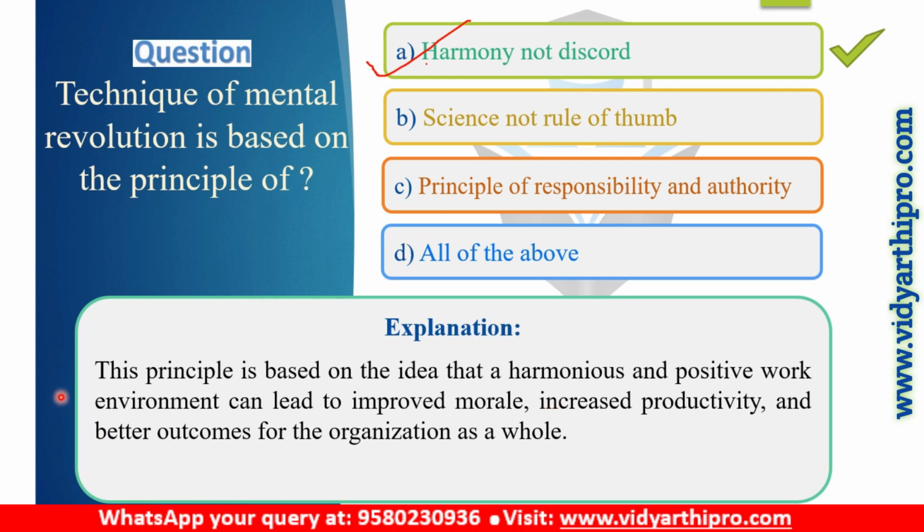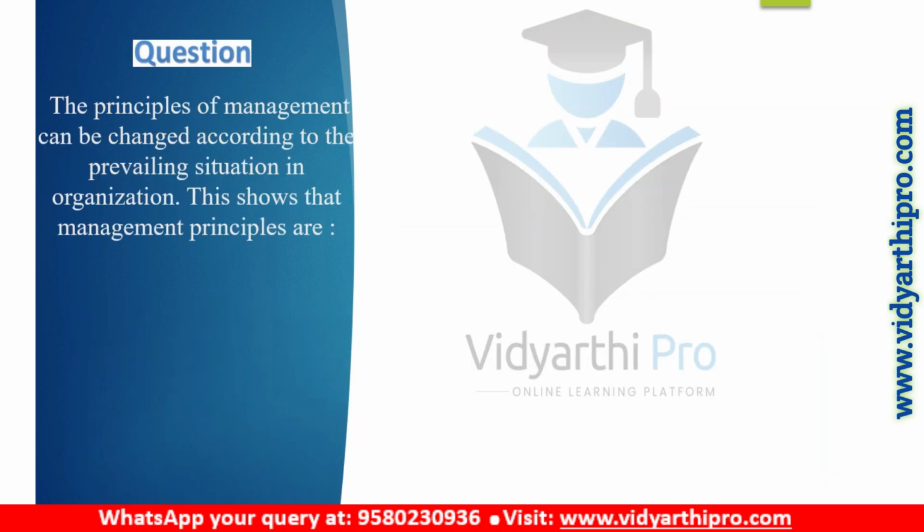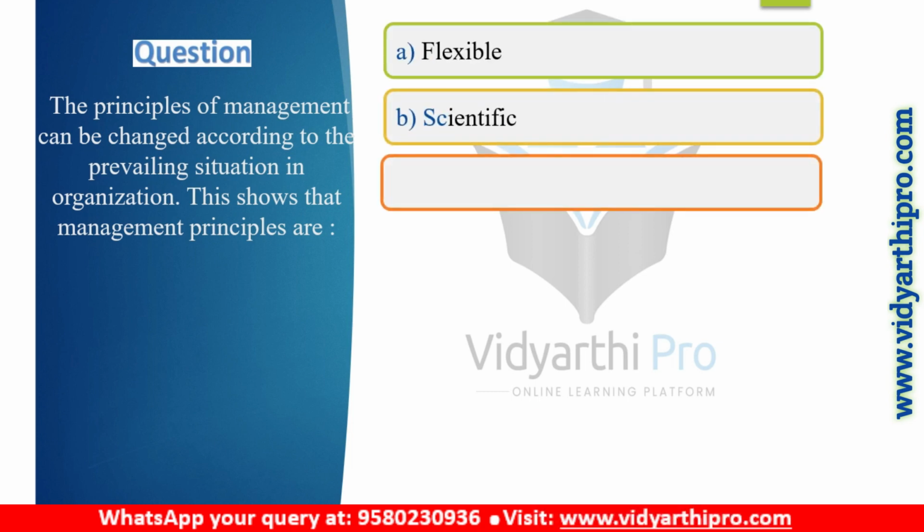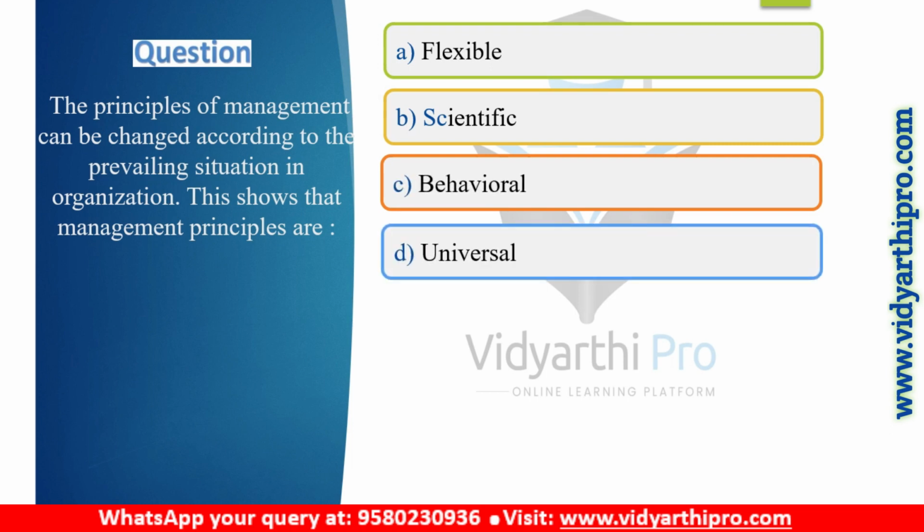Is a technique of mental revolution जो कि बेस्ड है प्रिंसिपल्स ऑफ मैनेजमेंट पे. दिस प्रिंसिपल इज बेस्ड ऑन आइडिया दैट अ हारमोनियस and positive work environment can lead to improved morale, increased productivity and better outcomes of the organizations as a whole. Our next question is the principles of management can be changed according to the prevailing situation and organization. This shows that management principles are option number 1, flexible, option number 2, scientific, option number 3, behavioral and option number 4, universal. And the correct answer for this question is option number 1, flexible.